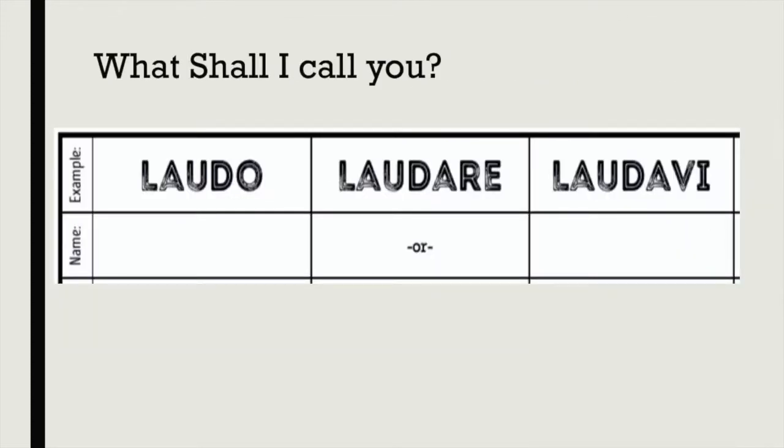Okay, so what shall I call you? This is how we're going to refer to the different parts of the dictionary entry. So the first principal part, and you can see that I wrote 1pp, is how we're going to refer to the first form. Again, the 1pp is just our abbreviation. So first principal part, or first pp.